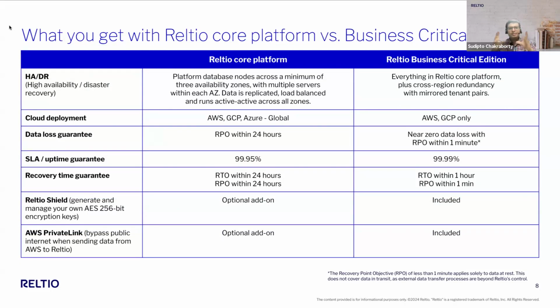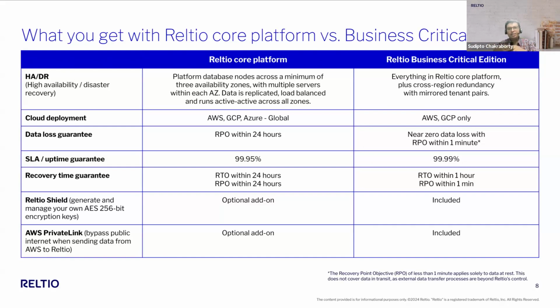So this slide compares what you get in our regular Reltio platform, which is already a solid, highly resilient cloud platform, versus the enhanced Business Critical Edition. Let me summarize the difference. The core platform provides high availability by distributing database nodes across at least 3 availability zones within one cloud region, and they are all active across zones. That protects against availability zone level outages, like a single data center issue.